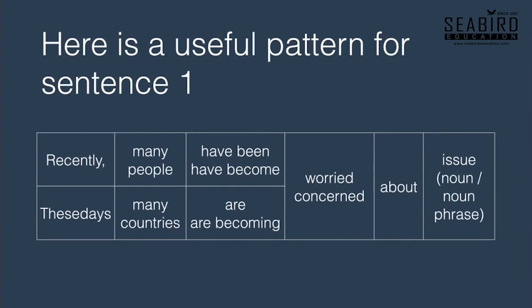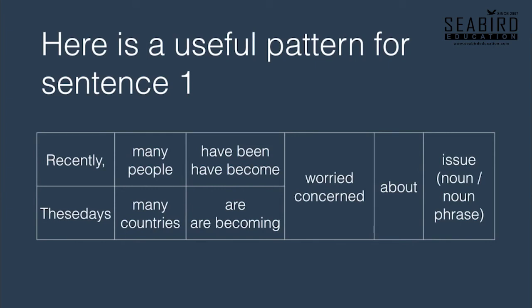And here are some patterns you can use instead of writing it the way we did. So you could say recently, you could also talk about these days. As you can see, there are different ways to do it, but the main idea is at the end, there is some issue, which is a noun, like unemployment or the environment or pollution or something like that.